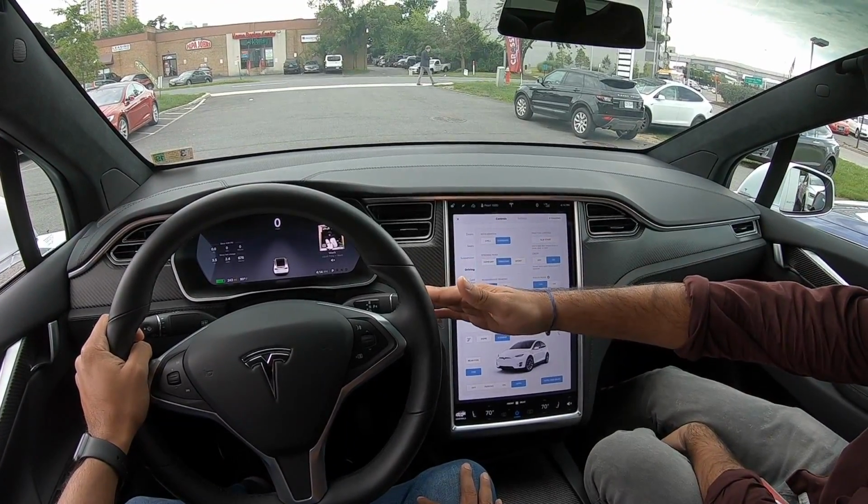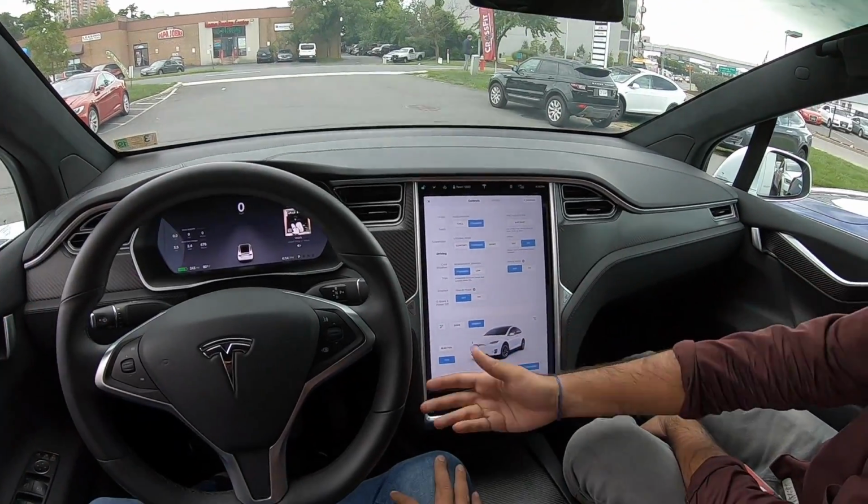I'm good. This is your driving stock. Drive is far down, reverse up.